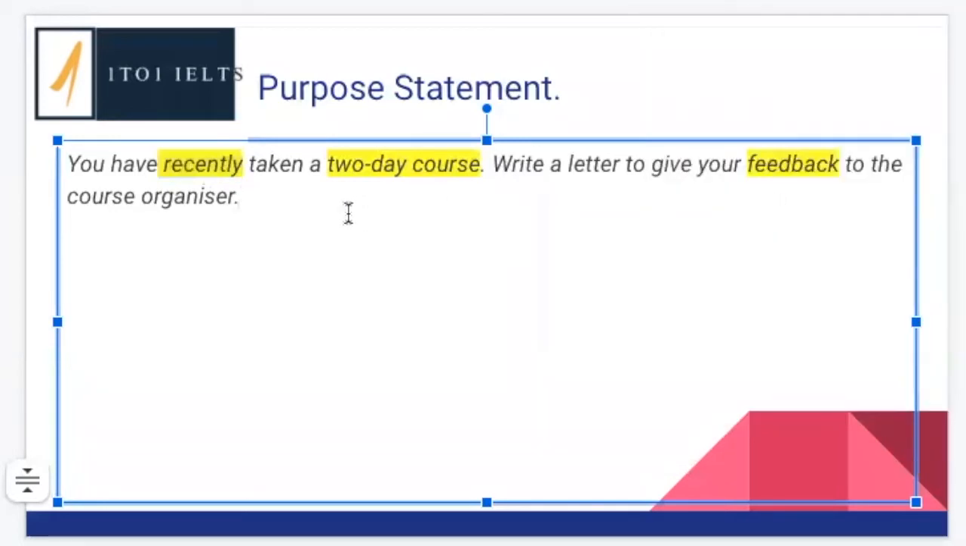And make sure, like, sometimes you'll get a 1-sentence question statement. Sometimes you'll get a 2-sentence question statement. If you have 2 sentences, make sure that the information from both of them, the key information, is in your purpose statement. Okay, so looking at this purpose statement, I'm going to pass this on to my students. So the first thing is we're going to need to say why we're writing. And then we're going to say what we're writing about.